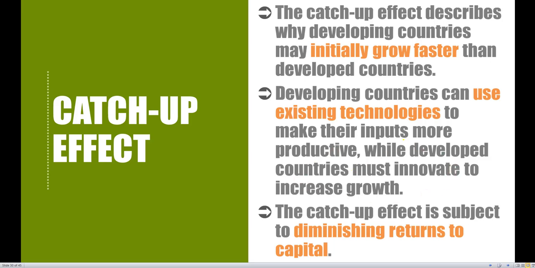So essentially, there is some type of second mover advantage with the catch-up effect. Developing countries can use existing technologies. They don't have to pour all their resources into making new inventions and production processes. They can basically just use what is already available to them.